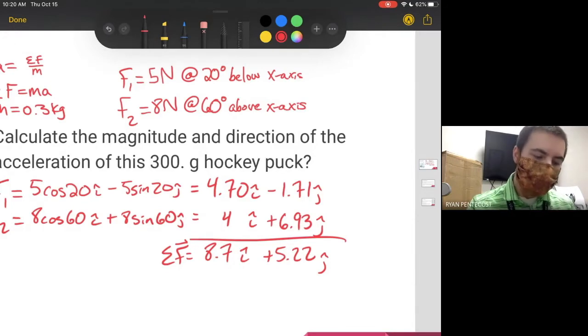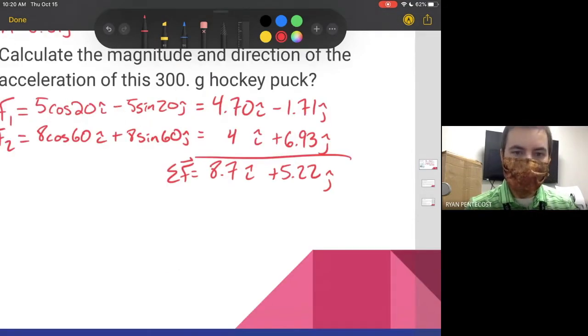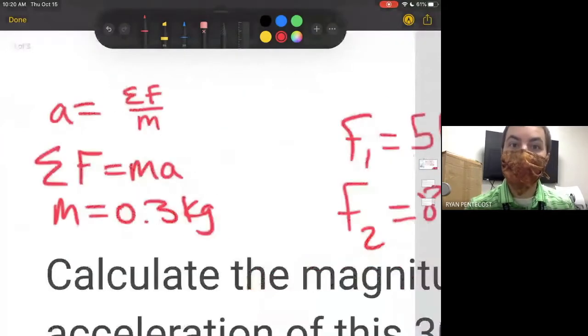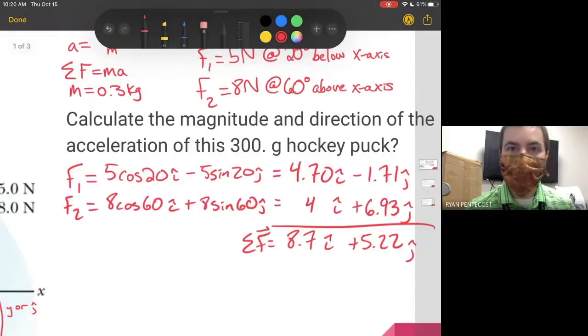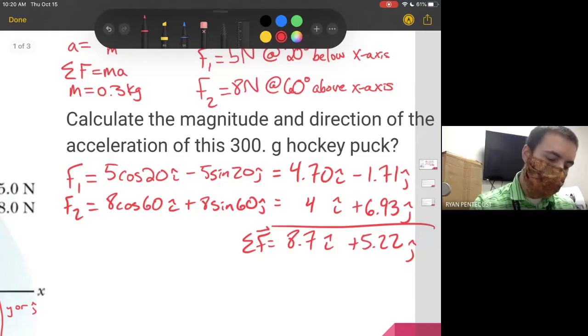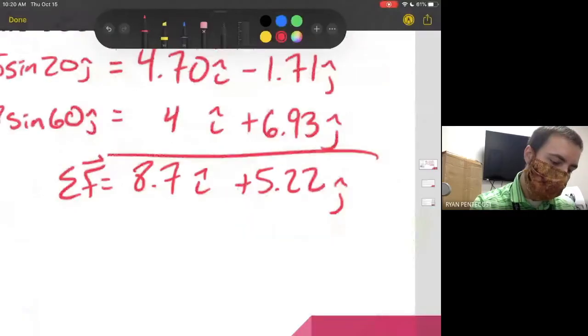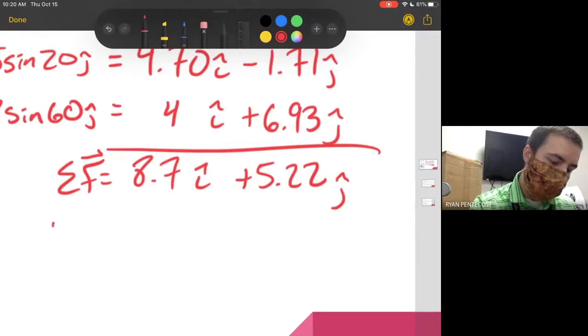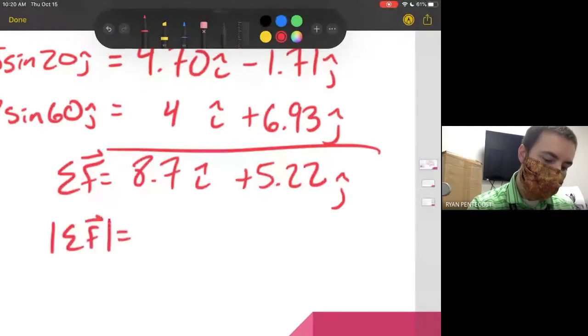Now, we want the magnitude of this vector, right? We can't take that vector and plug it in up here and expect to get the magnitude of the acceleration. So we need the magnitude of forces to get the magnitude of the acceleration. If we just wanted the acceleration vector, it'd be a little bit easier. So to get the magnitude of that force vector, we'll do Pythagorean theorem, 8.7 squared plus 5.22 squared.